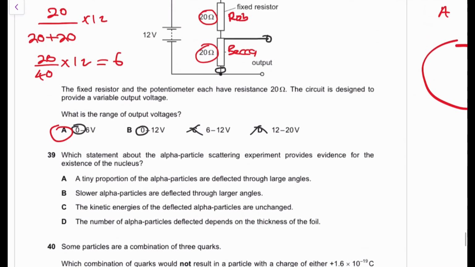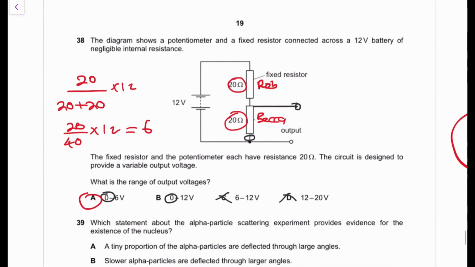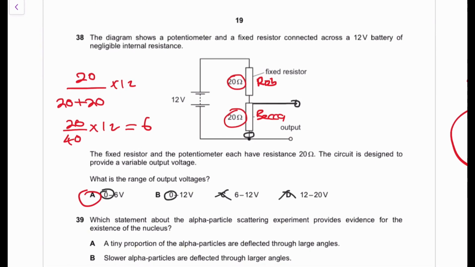Very important. So things are shared with the ratio of the resistance. Since they have the same resistance, that's going to get 6. You have 12 sweets. Because Rob and Becca have the same age, Rob gets 6, Becca gets 6. That's how it works. Because they have the same resistance, the first resistor gets 6, the other resistor will get 6.